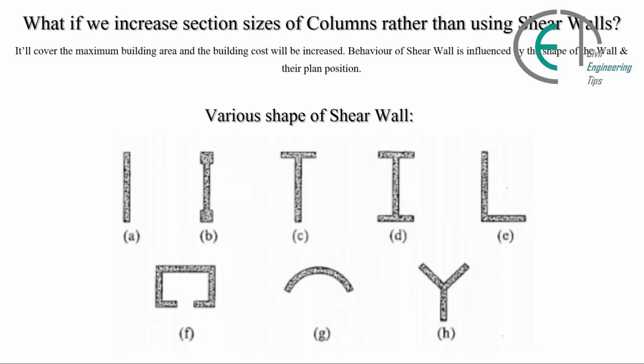Now let's discuss a very important question: what if we increase section sizes of column rather than using shear walls? It will cover the maximum building area and the building cost will be increased. Behavior of shear wall is influenced by the shape of the wall and their plan position. So increasing the size of columns is not acceptable because it will not be economical for the clients. The figure given below is showing the various shapes of shear walls. You can use these shear wall shapes in your buildings, whichever is feasible to construct.